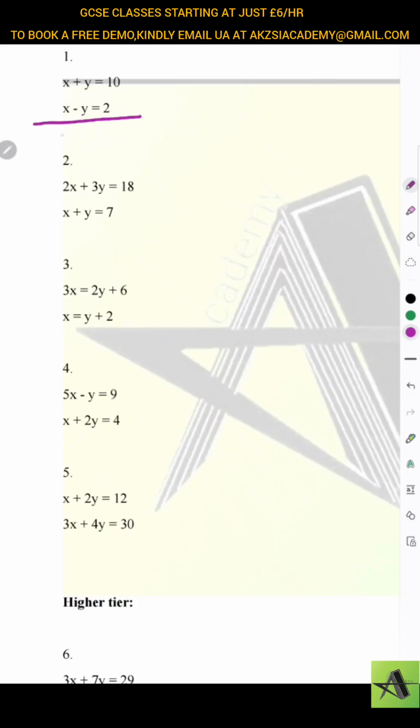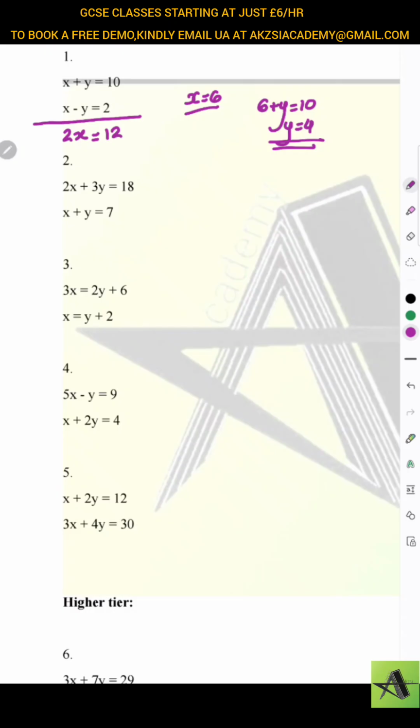So x plus x will be 2x. y minus y is 0. 10 plus 2 is 12. So from here we'll get x is equal to 6. Now substituting in either of the equations, I'll get 6 plus y is equal to 10, and y is equal to 4. So the value of x is 6 and y is 4 for the first one.